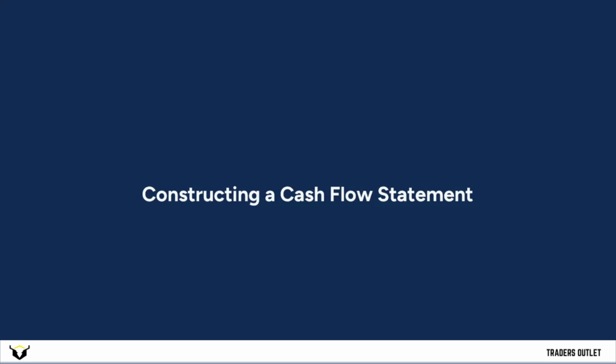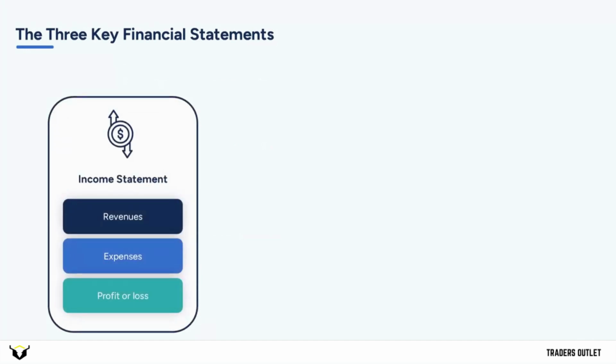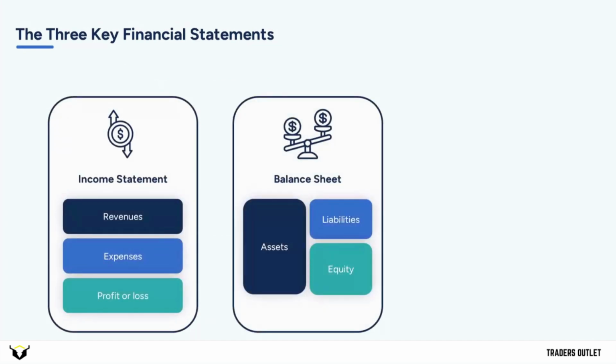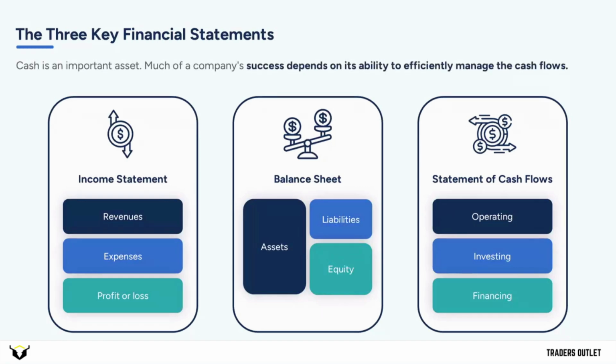I now want us to shift our focus. So far, we've discussed together the income statement and the balance sheet. Our final focus is on the statement of cash flows. Cash is a really, really important asset. You may have heard the phrase, cash is king. Truly, much of a company's success depends on their ability to efficiently manage and generate cash flows.